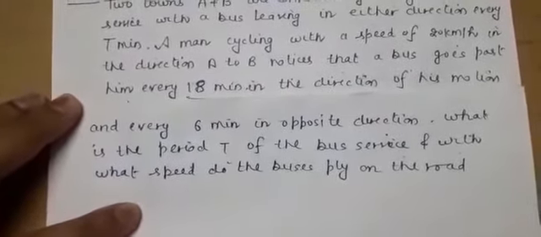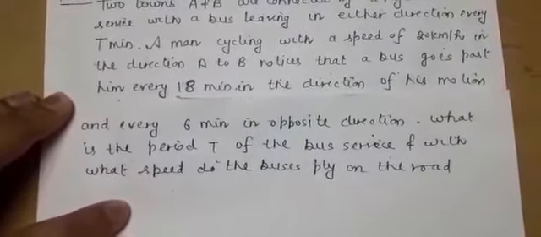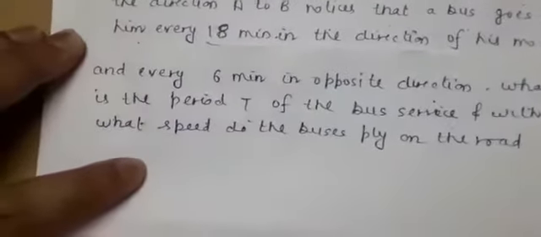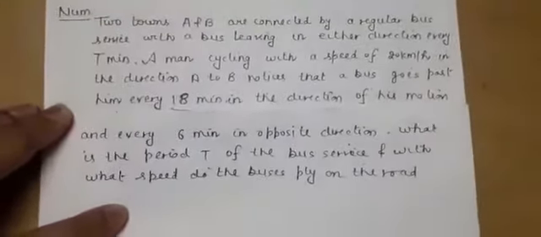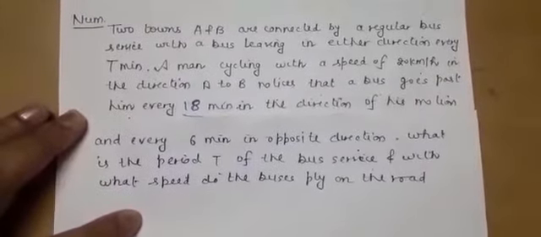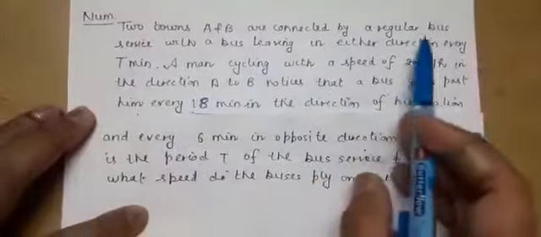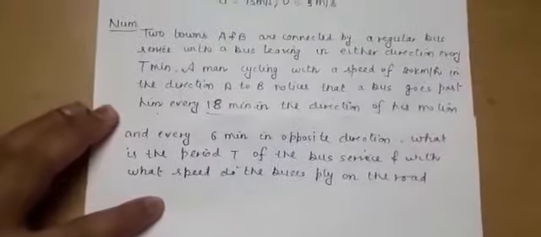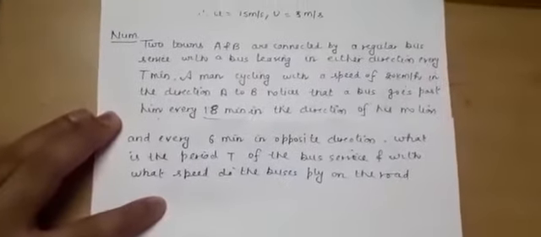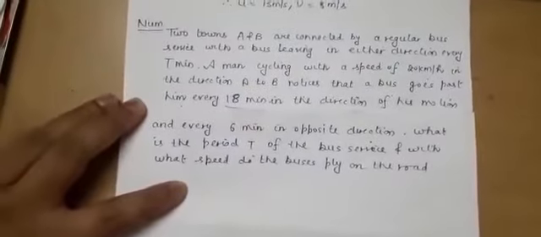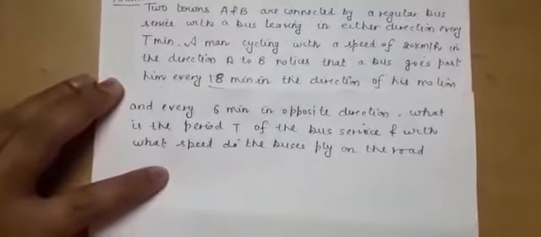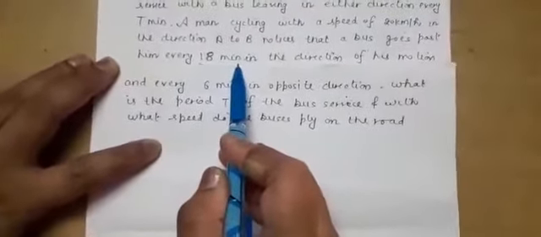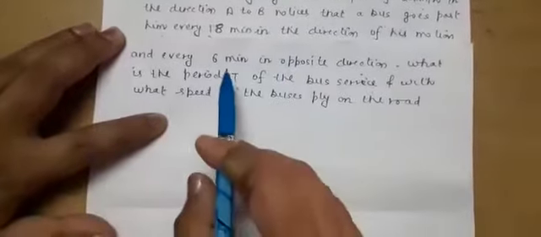See, here also you can see that the level of difficulty of this question is slightly changed, but the concept which you have applied in the previous case will be used here also. Let me understand the statement first. 2 towns are connected by regular bus service. When a cyclist is moving from A to B, he observes that when the bus passes him in his own direction from A to B, it takes 18 minutes. And when the bus comes from the opposite direction, it takes 6 minutes.